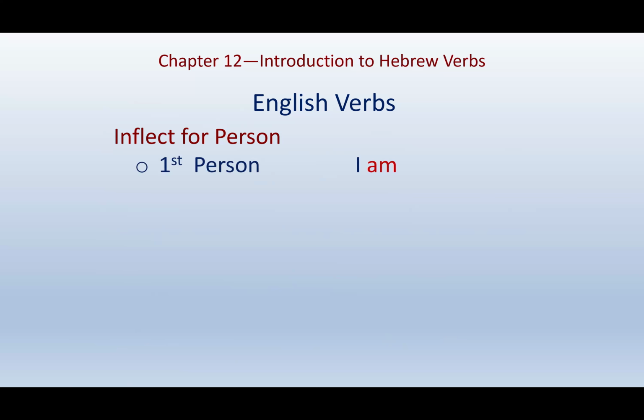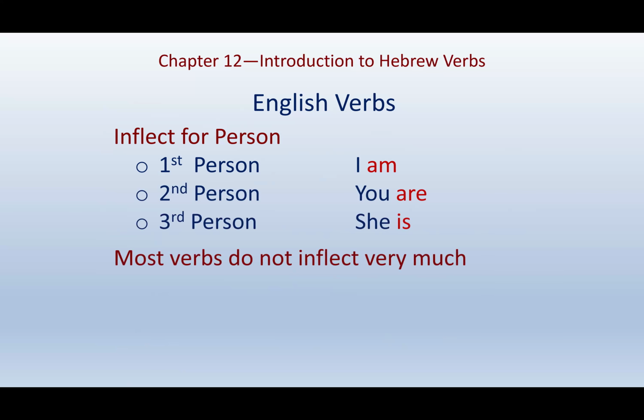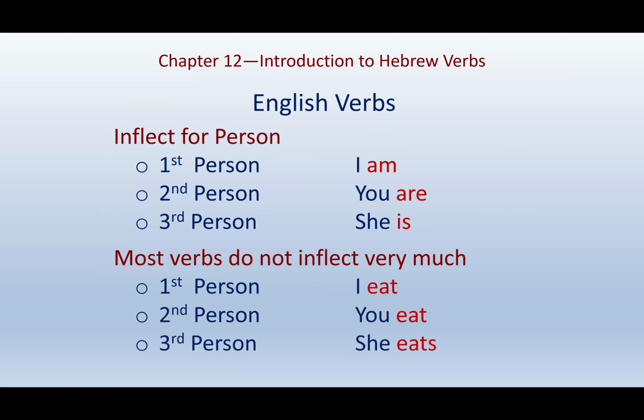So we'll look at those. First person is I am, second person you are, third person she is. But most verbs do not inflect, or they don't inflect very much. And so we have first person I eat, you eat, she eats. It doesn't change hardly at all. But it does for the to be verb, am, are, is. So we do get some inflection in English.